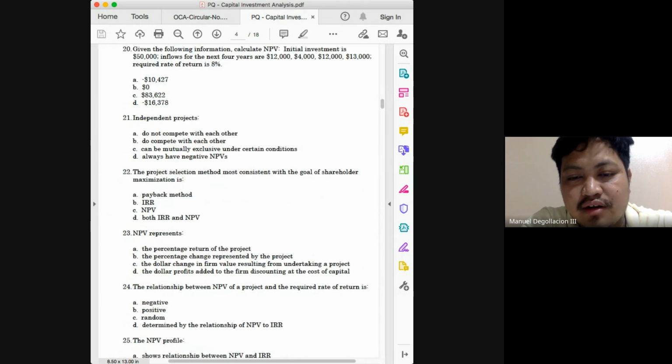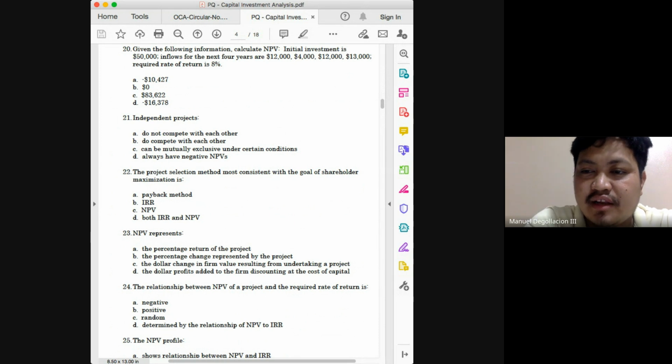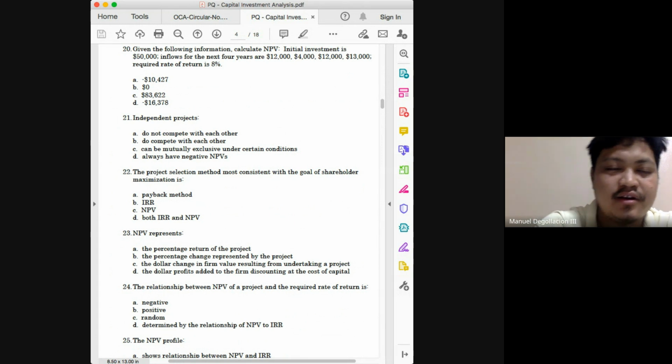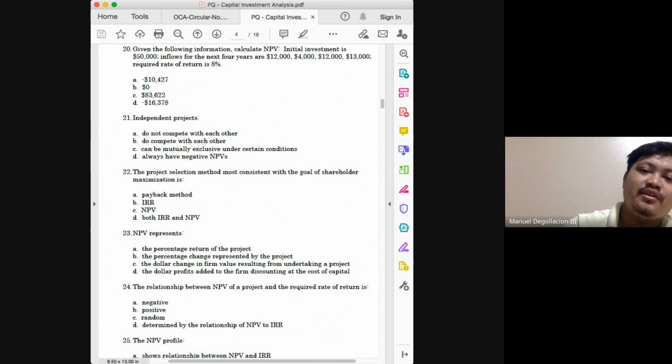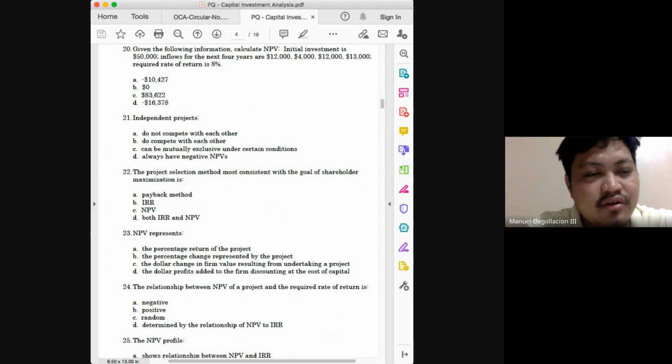Question 21, basically a simple definition, very objective. So just make sure to absorb this one. Independent projects are letter A, those that do not compete with each other. The opposite of this one would be your mutually exclusive project, meaning accepting one would lead to the rejection of the other. For independent projects, you can accept as many independent projects as there are, provided they are all acceptable, meaning they have positive net present value or their internal rate of return is greater than your hurdle rates.